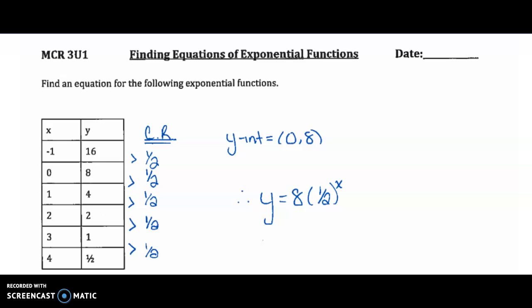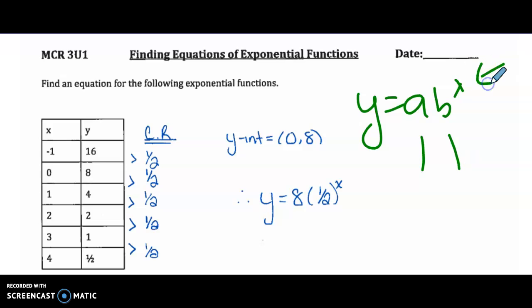Super quick video on the last part of the note, guys. It's coming up with equations. And again, the key is to remember that we have this as our base. A is the initial value, B is the growth rate or decay, and then X will be your point.